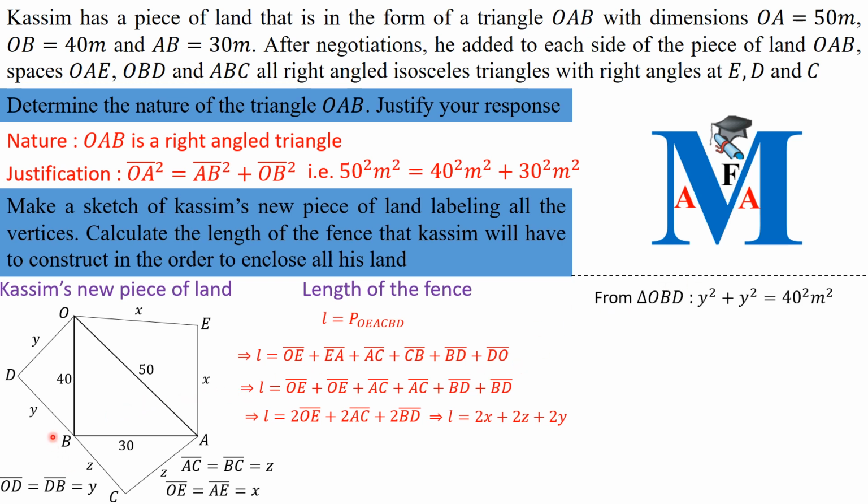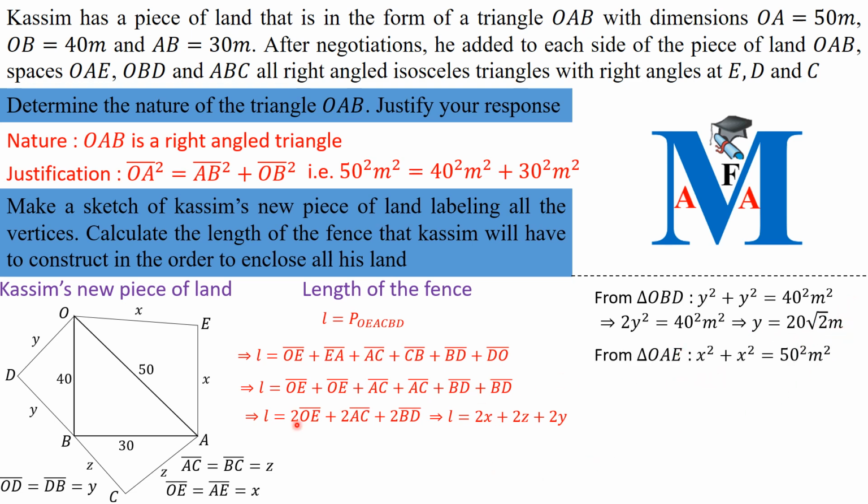Alright, so we begin with triangle OBD. It means y squared plus y squared is equal to 40 squared, because 40 is OB, which is the length of the longest side of that triangle. We call it the hypotenuse. So y squared plus y squared is equal to 40 squared meters squared. I mean 2y squared is equal to 40 squared meters squared. So y is equal to 20 square root of 2 meters.